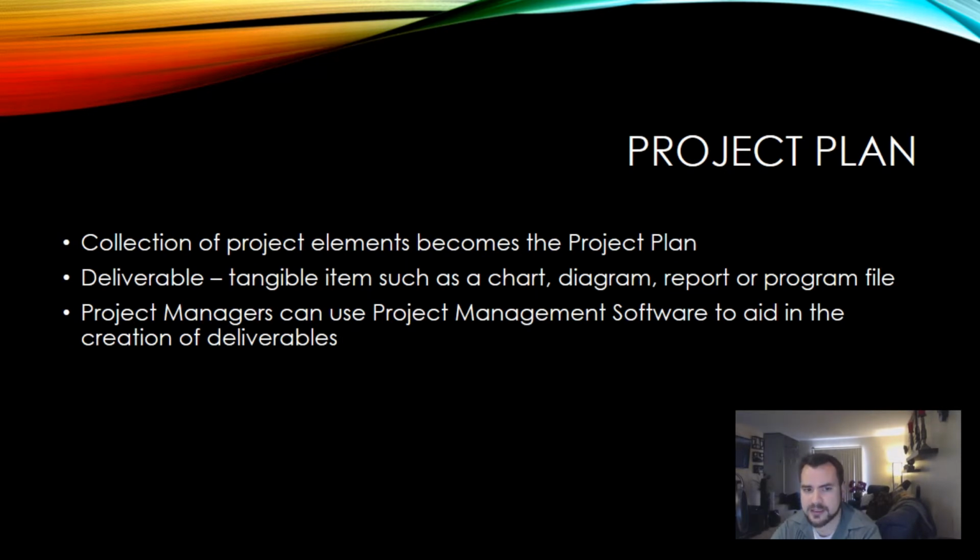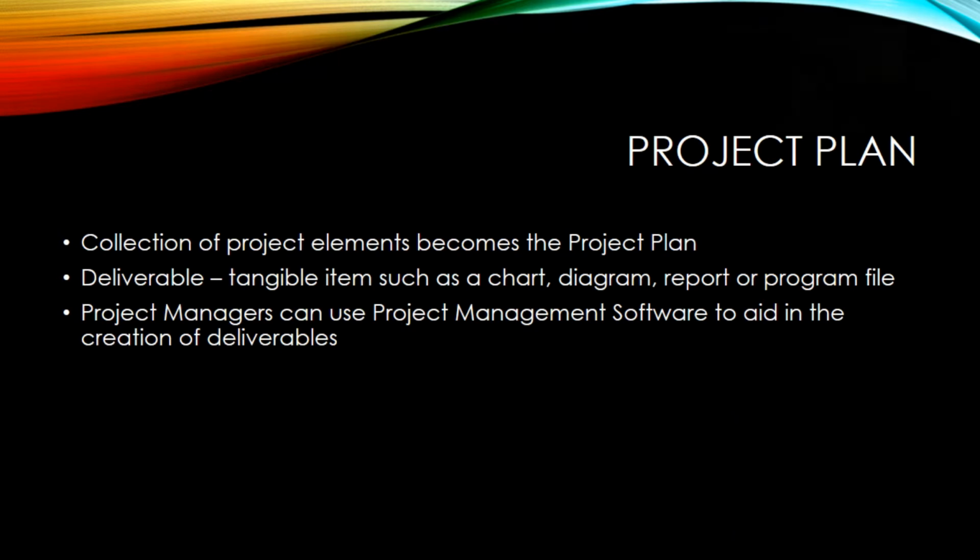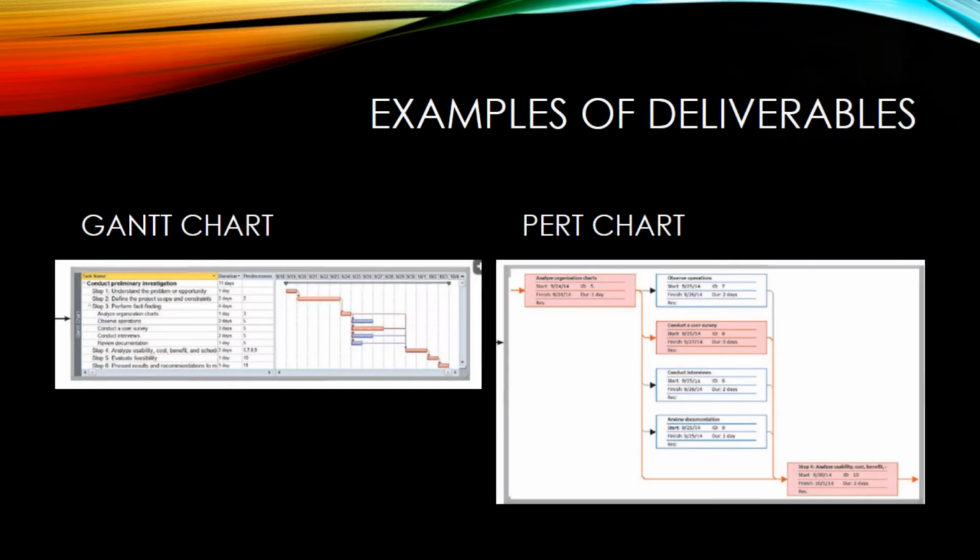A project plan is assembled to make deliverables. A deliverable is a tangible item such as a chart, diagram, report, or program file that maps out the project timeline for completion and for other deadlines along the way that may be needed. Project managers often use project management software in order to form and organize deliverables. A couple of examples of a deliverable in chart form would be the Gantt chart and the PERT chart.